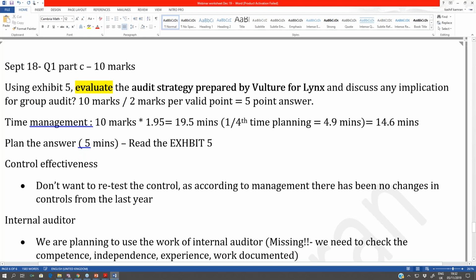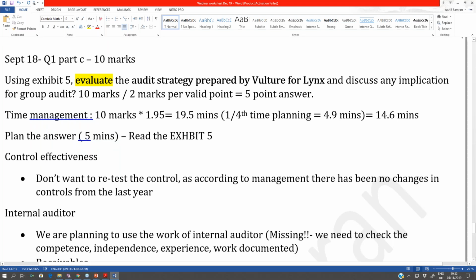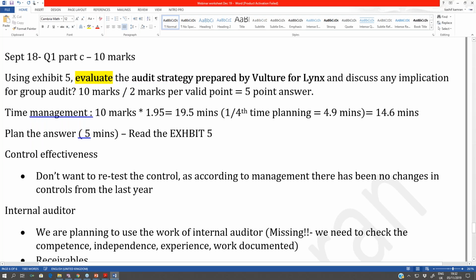But do you realize that such questions are just your intelligence in the exam hall? There was something given in Exhibit 5, and when you read Exhibit 5, you got to know that there are some obvious problems in the audit strategy prepared by Vulture, and you were evaluating those obvious problems. So is everyone sound and clear on the way you should be constructing this 10 marks answer? Is everyone clear on the obvious weaknesses and issues in the audit strategy document prepared by Vulture? So was Exhibit 5 very productive?